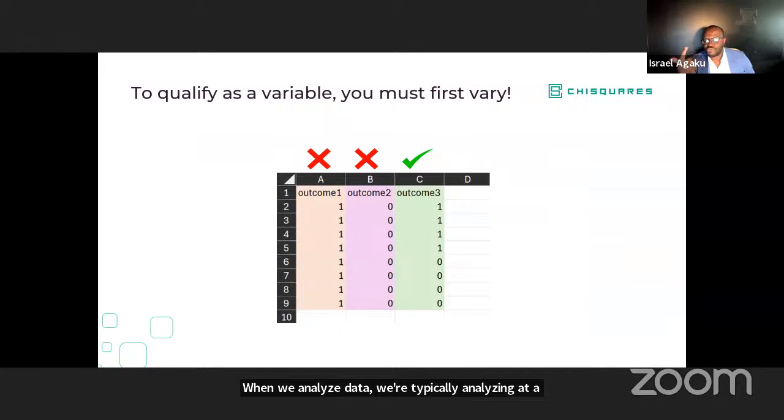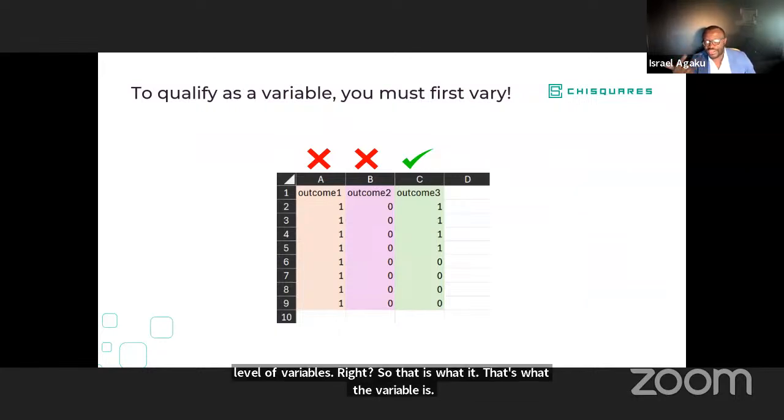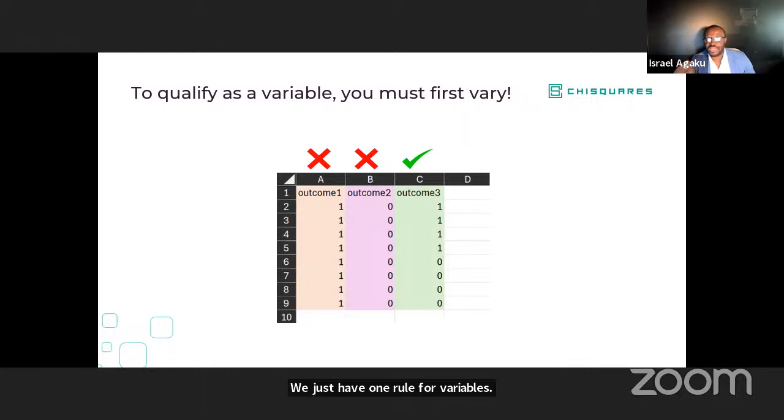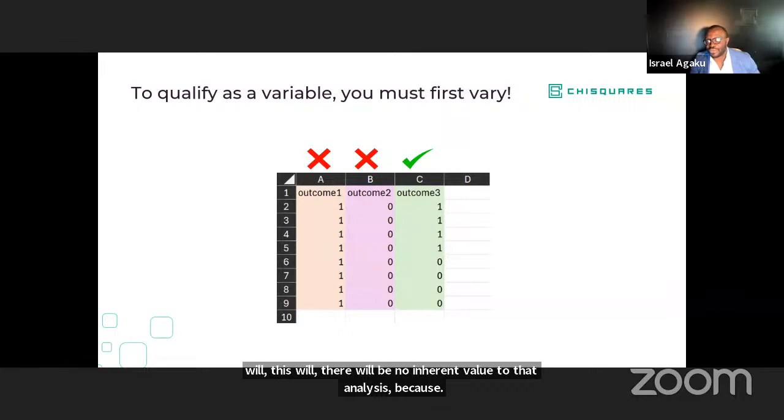And we just have one rule for variables in a very simple way. For you to be a variable, you must vary, right? A variable must vary. So what does that mean? It means that it must have at least two unique values, right? So here, variable A, you see all of the values in this are ones, right? So it does not vary. So if we were to use this for analysis, there will be no inherent value to that analysis because everybody has a value of 1. So that will not work for us.